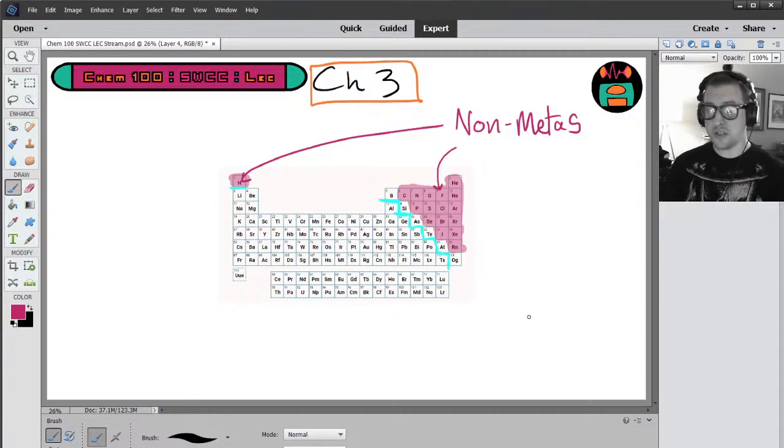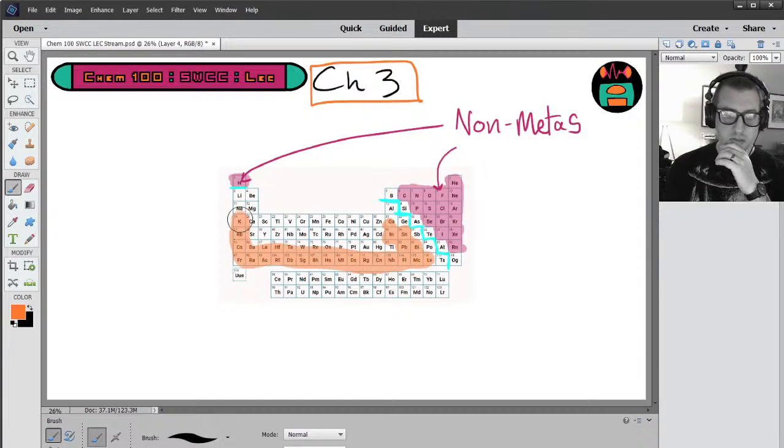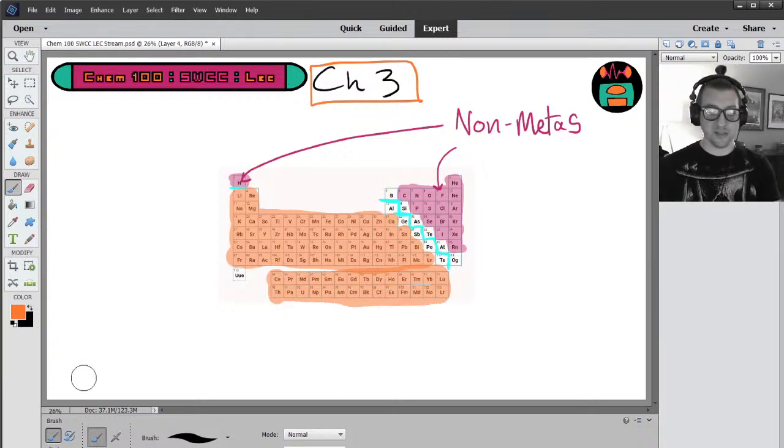All right, on the other side of the railroad tracks, we have our metals. All the way over here, this whole region of the periodic table, these are all metals. And as you can see, there are far more metals on the periodic table than there are nonmetals.